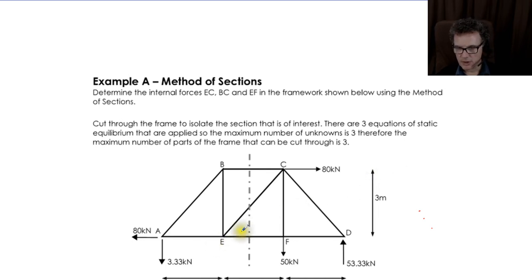So we've started off with the framework, we've applied our forces here, and we've got one load. And we've got another load here. We've worked out the reactions. So everything's set up, and we're going to perform a method of sections by cutting it through the middle of the framework.